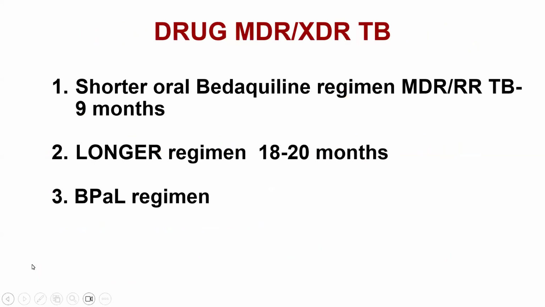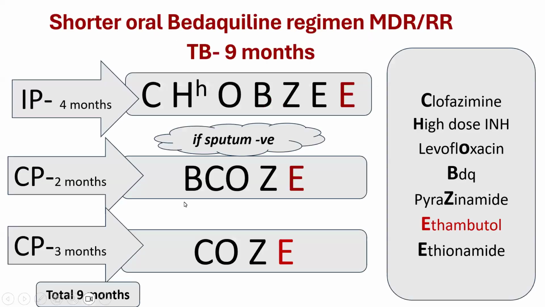Coming to regimens, remember there are 3 main regimens for MDR and XDR TB. For MDR TB, 3 regimens. The BPAL regimen is the alternative regimen, we are not commonly using. These 2 are commonly used regimens: shorter oral bedaquiline regimen for 9 months and longer regimen for 18 to 20 months. This longer regimen is the same for extensively drug resistant TB, and BPAL regimen. Coming to the first, shorter, all of you use this mnemonic. It's very easy. Shorter oral bedaquiline regimen for 9 months.